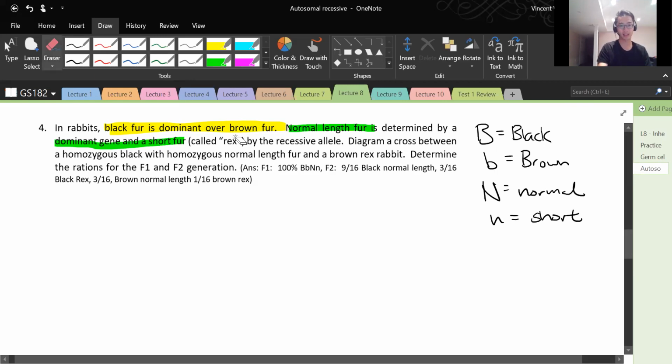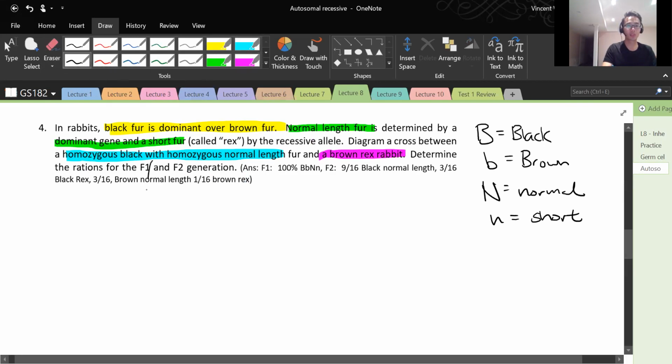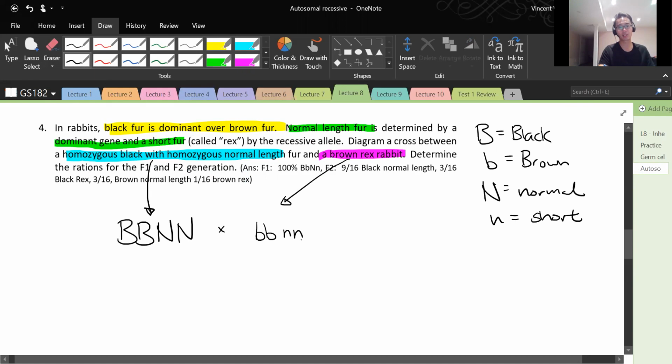Or called Rex. So what we're going to do is we will diagram a cross between a homozygous black with homozygous normal fur. Okay, and then we're going to cross it with a brown Rex rabbit. What does that even mean? Okay, so for homozygous black, that's big B, big B. Homozygous means same, right? Heterozygous means different. Homozygous black with homozygous normal. And then this other one is going to be small b, small b, small n, small n.